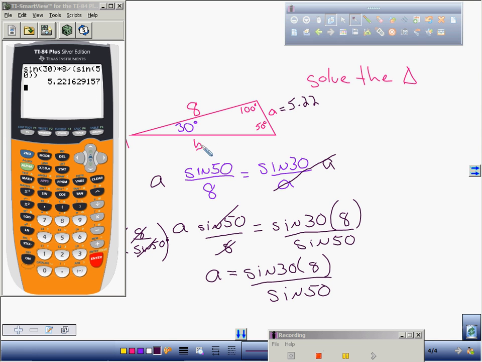Now to find b, I cannot just use the Pythagorean theorem. Why not? It's not a right triangle, right? So I have to do a similar thing to find b. So to find b, I would say sine of 50 is to 8 as sine of 100 is to b. And then when I solve that, I get that b is approximately equal to 10.28. I'm not going to do it.